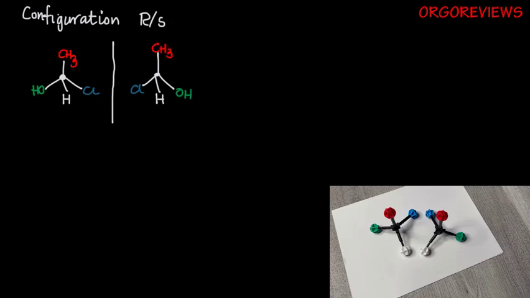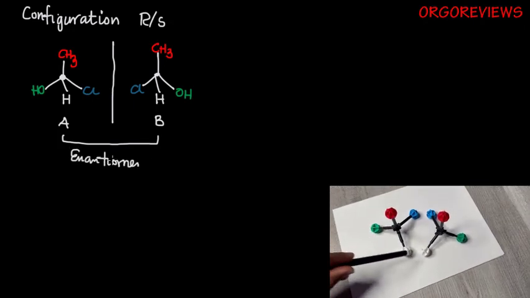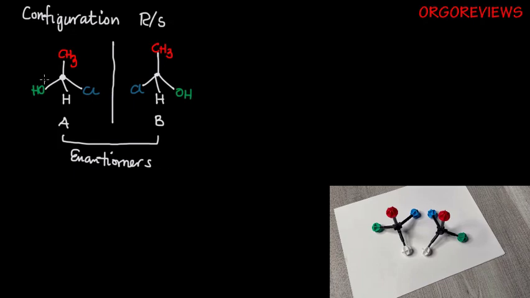So now that we have this as a mirror image, you can see in the model kit that these 2 molecules, so let's say molecule A and molecule B, seem to look alike, right? They are mirror images of each other. These 2 molecules which are mirror images of each other are called enantiomers. So enantiomers are just mirror images of each other.